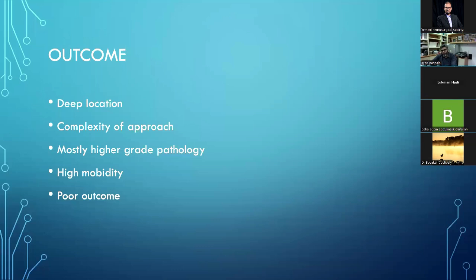And with this statement on the outcome, I would like to conclude my talk. These lesions are located deep, and there is a complexity in approaching them, and even a limitation in how much of the lesion we are able to remove. And most of these pathologies will be high-grade pathologies. They are associated with high morbidity and poor outcome. I think I have covered comprehensively the anatomy and the applied anatomy aspects from a neurosurgeon's point of view. Thank you.